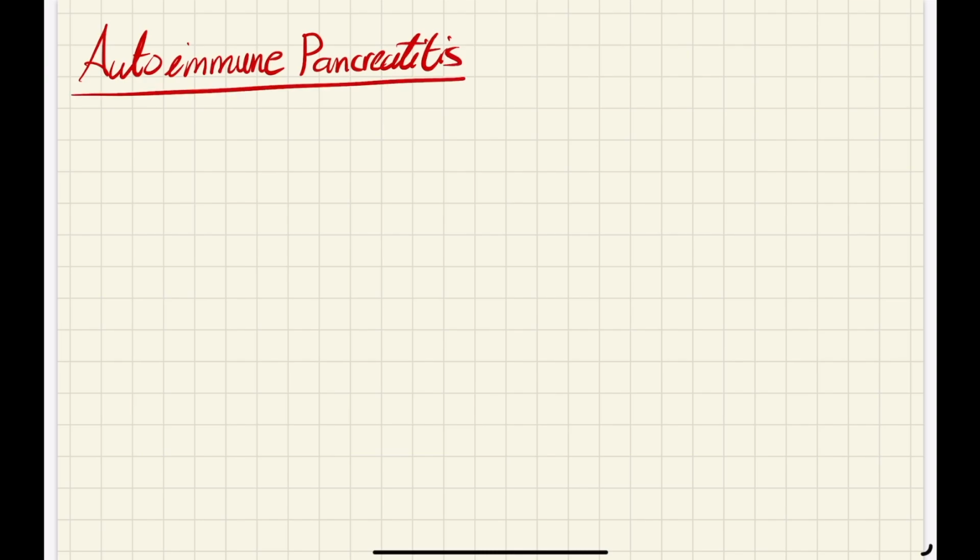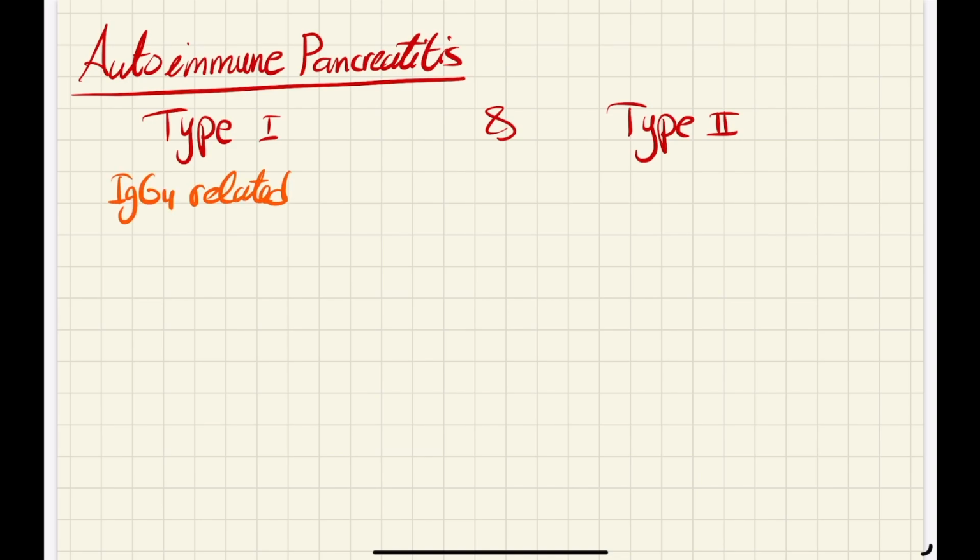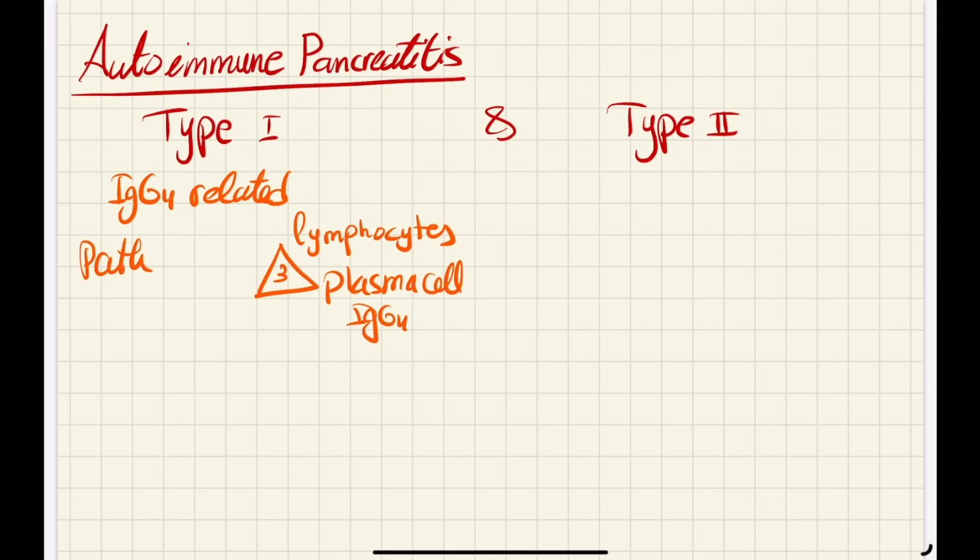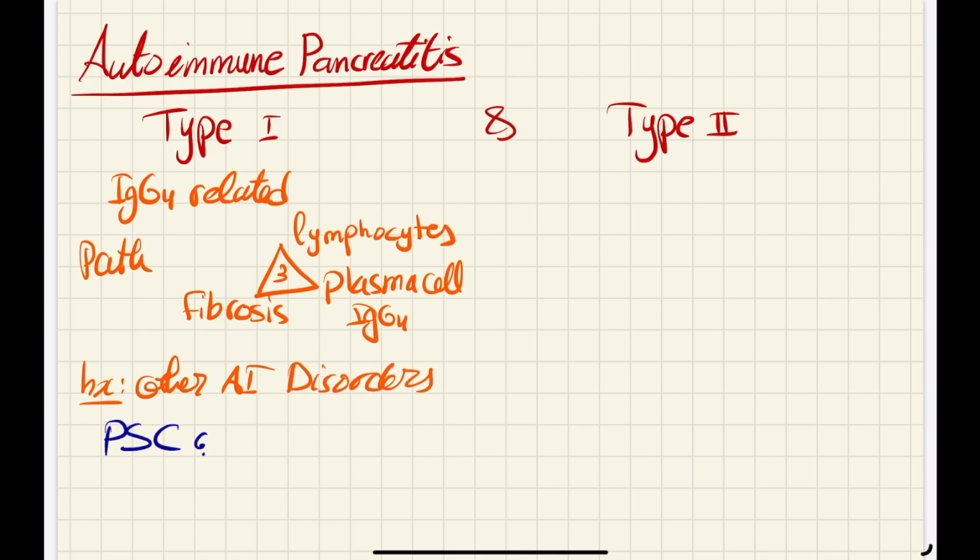Now we have two types of autoimmune pancreatitis. We have type 1 and type 2. Type 1 is related to IgG4 antibodies, while type 2 is not. So the pathophysiology in type 1 includes a triad of three components: plasma cell involvement, lymphocytes, and fibrosis. And the plasma cells are important to produce the IgG4. It's also associated with other autoimmune disorders like primary sclerosing cholangitis, thyroid disorders, and Sjogren's disease.